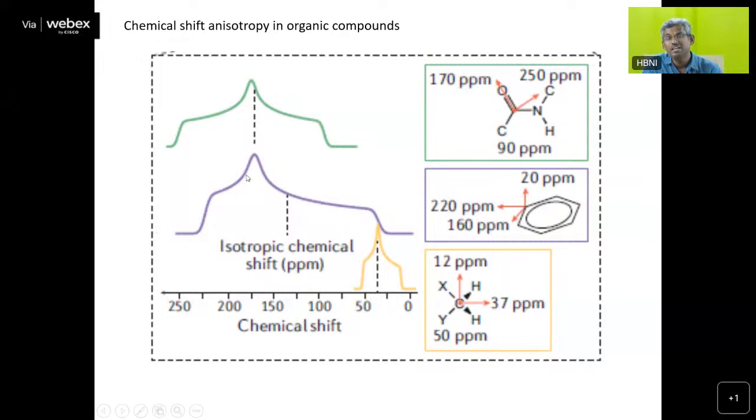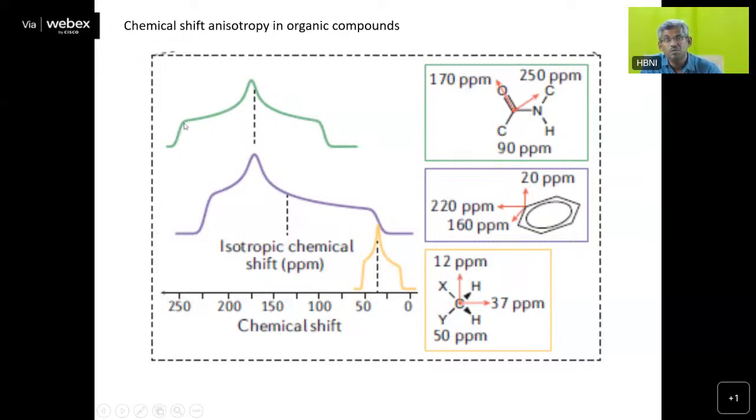This violet color corresponds to a carbon attached to a benzene ring, the phenyl carbon, whereas this carbon corresponds to a carboxyl carbon. Carboxyl carbon we know is sp2 hybridized, and this also we can say is sp2 hybridized. Whereas this is a methyl group attached to two functional groups, X and Y, more electronegative groups. So it is an sp3 hybridized carbon. You can consider sp3 carbon as tetrahedral symmetry, whereas the symmetry is lower in these two cases. So you can see the difference in chemical shift value here.